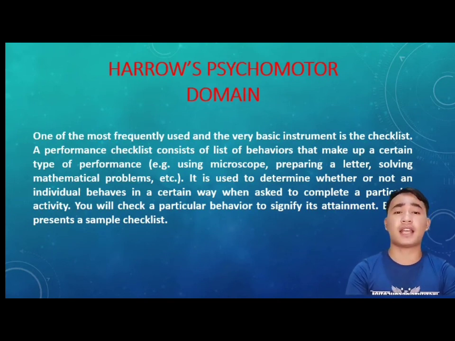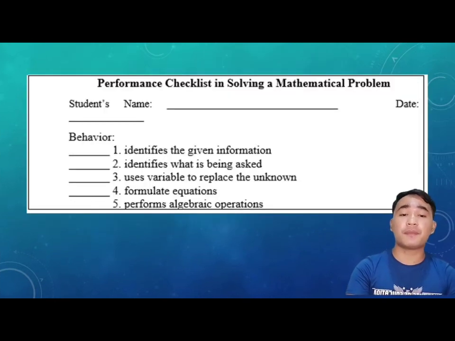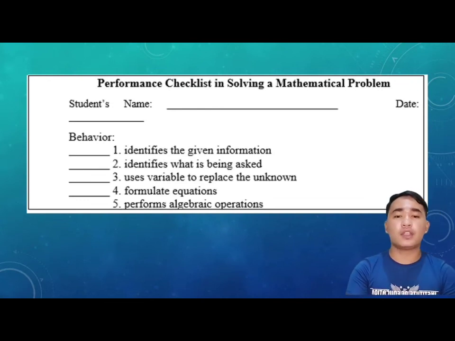And as in the example, a performance checklist in solving mathematical problems. There are many topics and behavioral actions that can be used with this, just like, for example, here: identify the given information, identify what is being asked, use a variable to replace the unknown, formulate equations, and perform algebraic expressions. From these behaviors, it depends on the specific topic whether they can be applied.